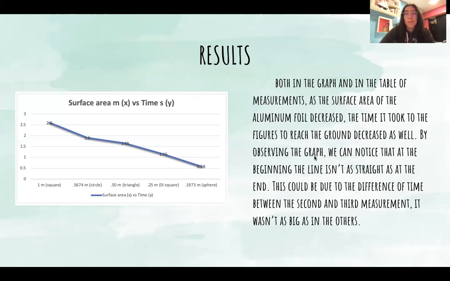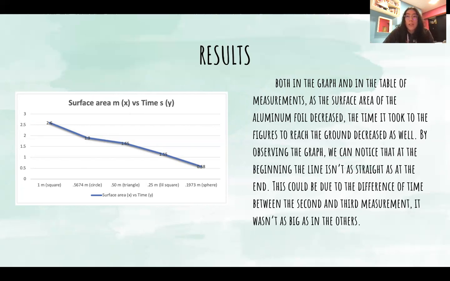By observing the graph, we can notice that at the beginning, the line isn't as straight as at the end. This could be maybe due to the difference of time between the second and the third measurement. It wasn't as big as in the others. Also, there are many factors involved for the measurements to be like that. For example, the difference of areas between all the figures.